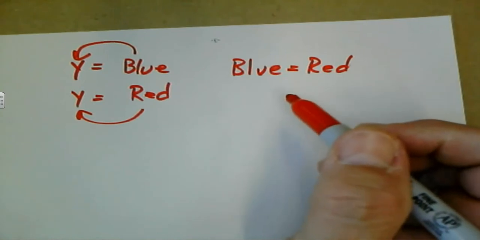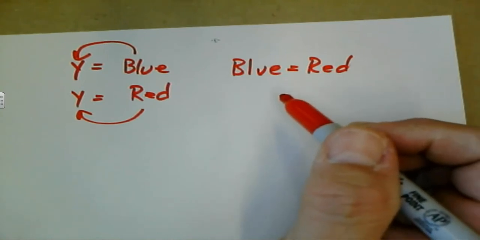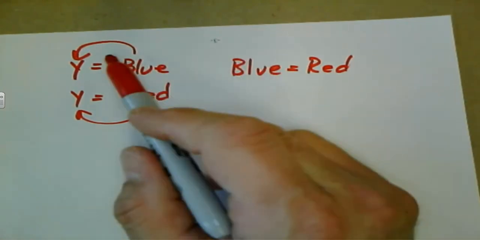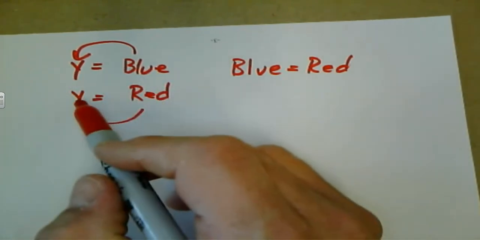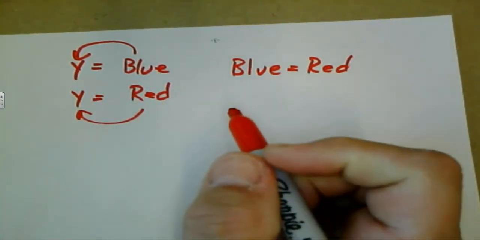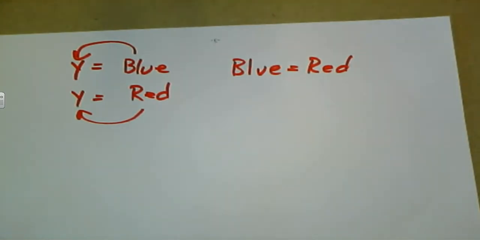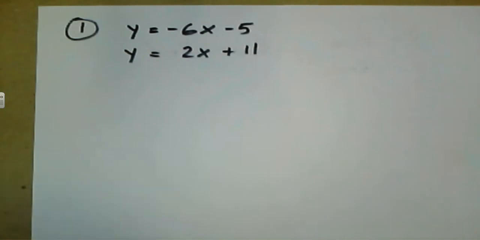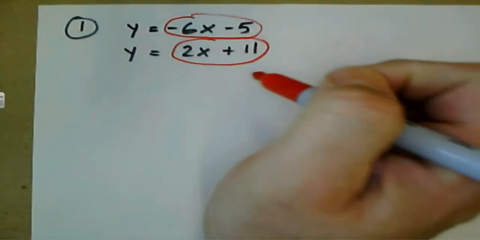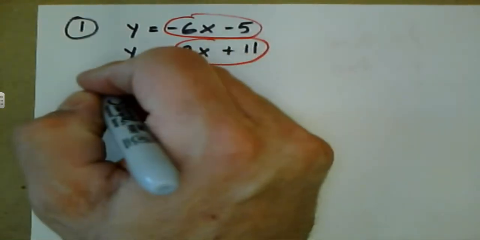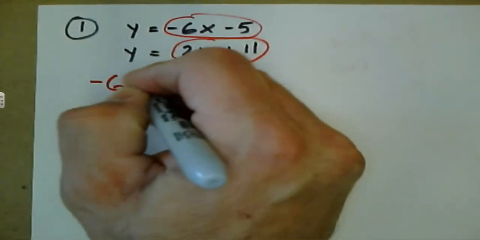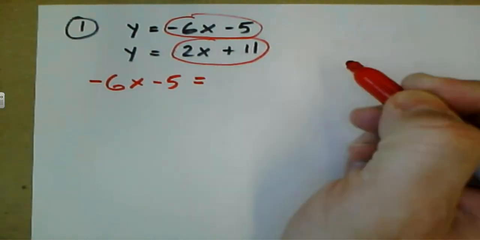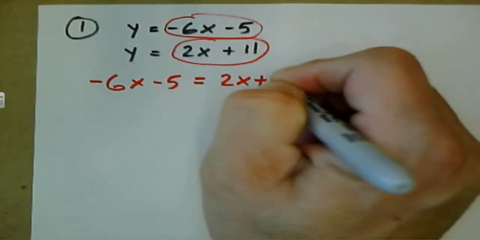I know blue and red doesn't look the same. You wouldn't think that they're the same. But if it says that blue is equal to y and red is equal to y, then both blue and red have to be equal to each other. So therefore, when we see that all of this is equal to y and all of this is equal to y, that means these two are equal to each other. So we write that out as negative 6x minus 5 equals 2x plus 11.